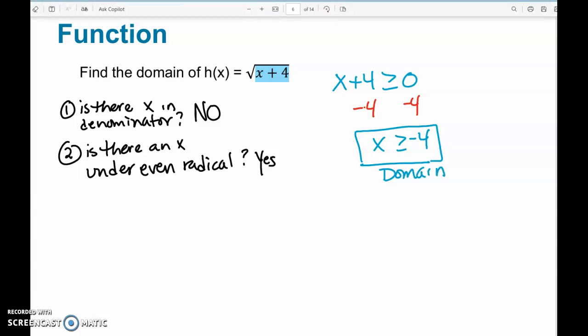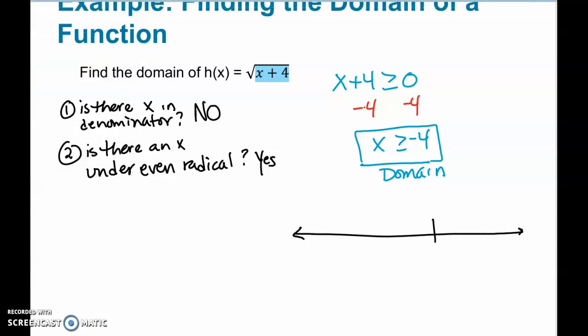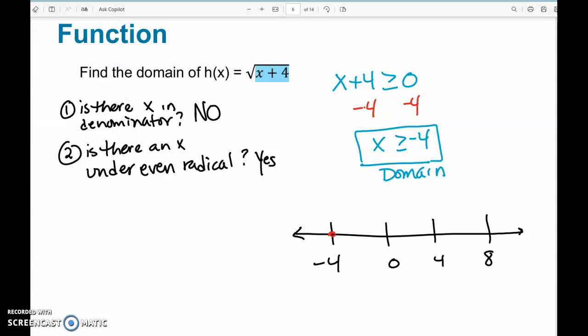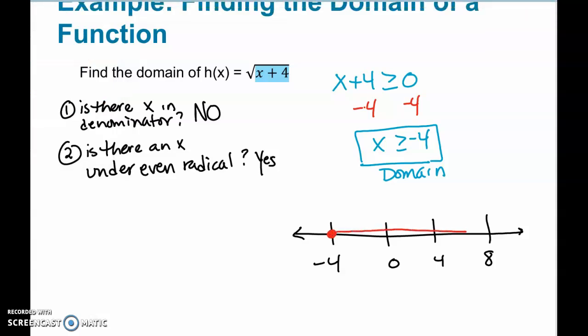What I like to do before I put it in interval notation is draw it on a number line. So where is -4? Well, -4 is here. And -4 to +infinity goes to the right. Greater than or equal to -4 would be this way. Now, some books write it with a bracket, some books write it with a closed dot. You can do it either way.